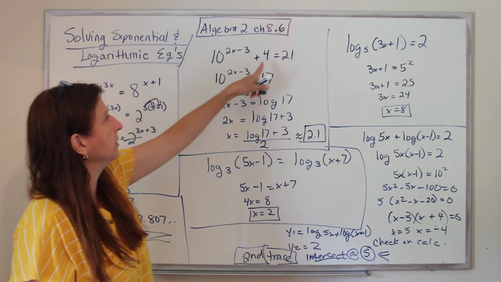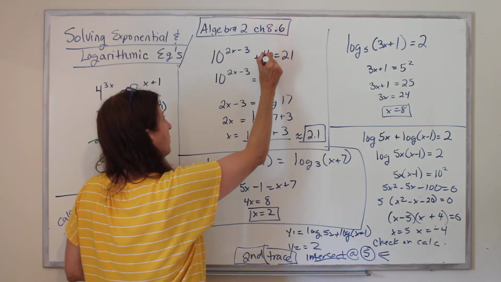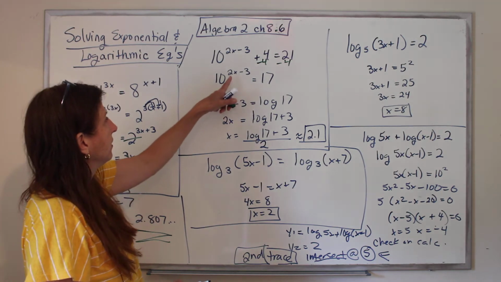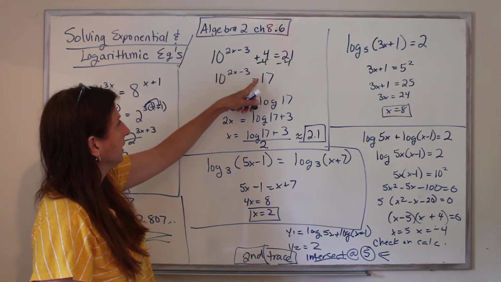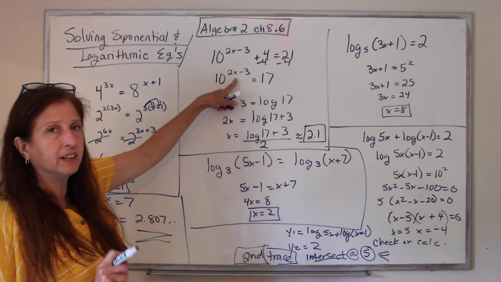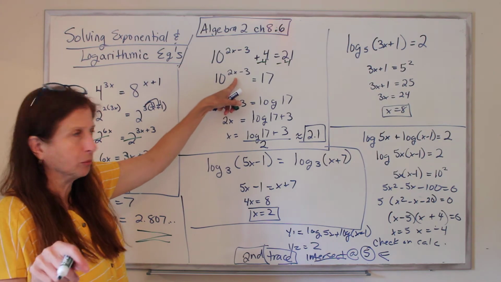Well, the first thing I want to do is move that 4 to the other side. He obviously needs to go over here. So I'm going to do minus 4 to both sides, and I get 10 to the 2x minus 3 equals 17. Well, why is this ugly? Because that x is in exponent land, and it needs to come down to numerator land.